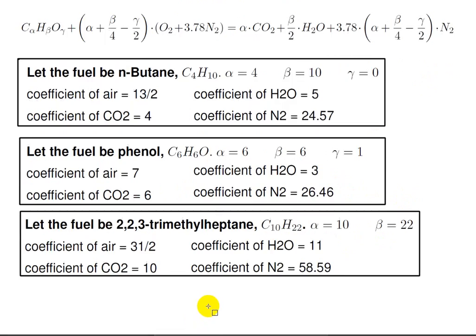My final example is 2,2,3-trimethylheptane, or C10H22, no oxygen. I chose this particular molecule because it's representative, at least, of the petrol or gasoline that runs a car. Again, alpha is 10, beta is 22. You fill these in order to develop the coefficients. The answers are given here. You can do the arithmetic yourself.